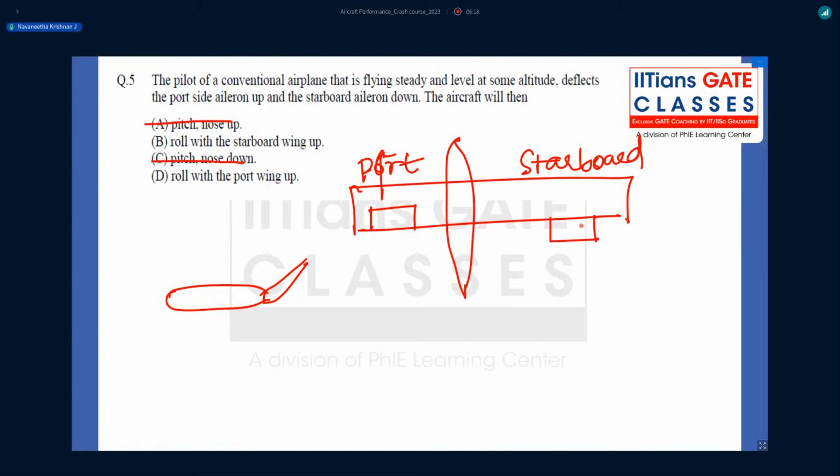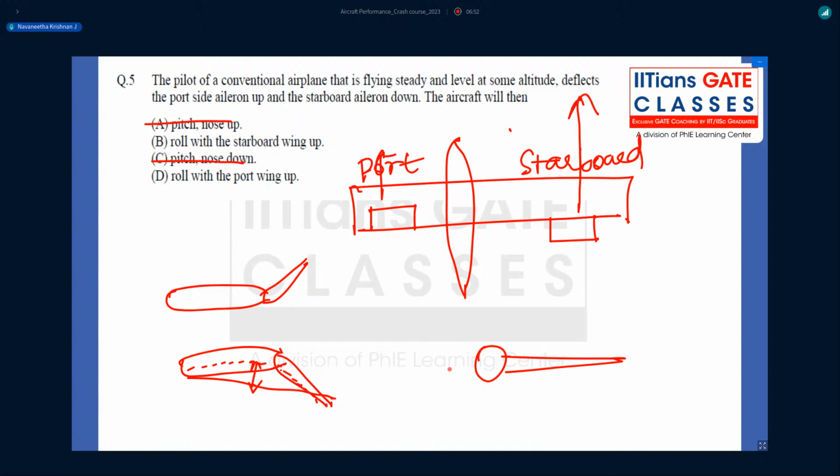If you see the starboard wing, it is deflected downward. The line joining the leading edge and trailing edge is called the chord line. The midpoint between upper surface and lower surface is called the camber line. This is your camber line, this is your chord line. So camber got increased, which means the lift on that wing will increase. So what happens? The lift on this wing has increased, and the lift on this wing is reduced.